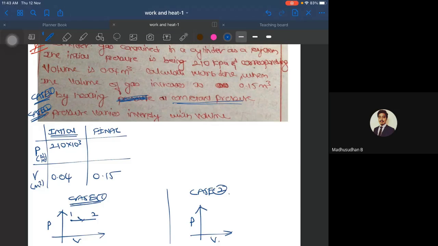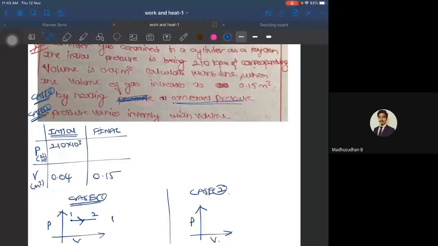And how is an isobaric process represented on a PV diagram? It is a horizontal line. So it is as such here. So this is case 1.